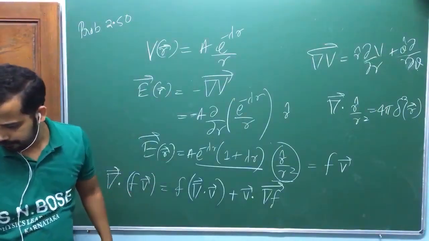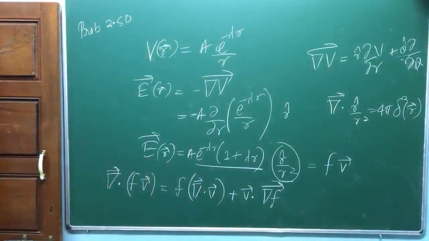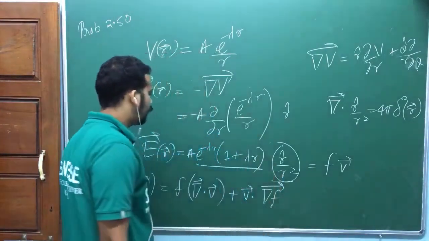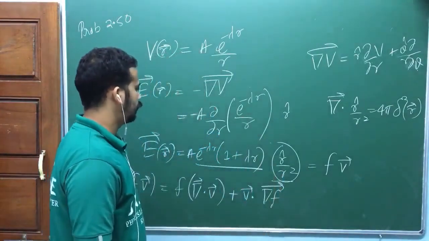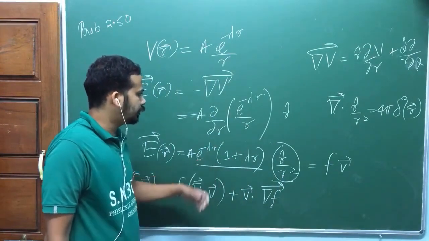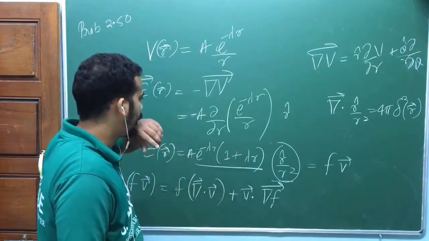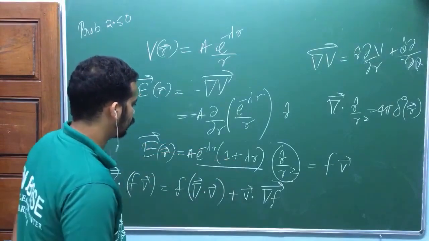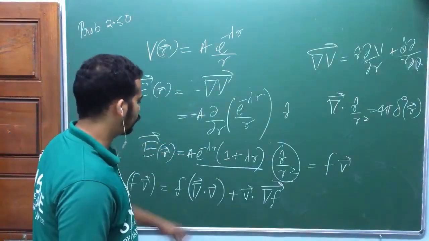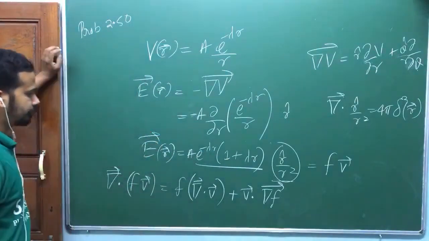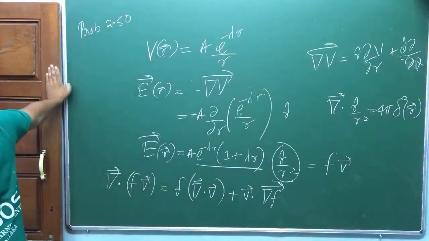E equals to minus del v, sir. Denominator r square, e power minus lambda r into... I would say that. No, this is right, I think. Check this out. R square, 1 plus lambda. Yeah, that's correct. Negative sign will come, 2 negative signs will come. That is cancelled out with this one. Yeah, this is correct. Check this out. I was getting it wrong. Check that out. Positive only.